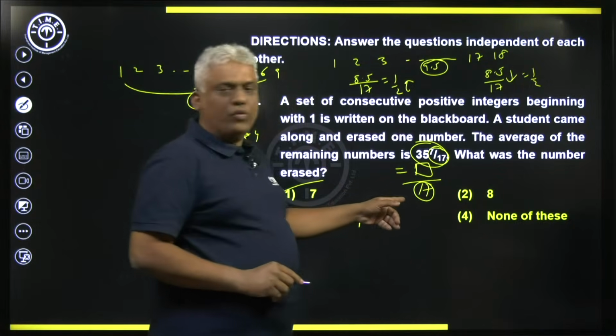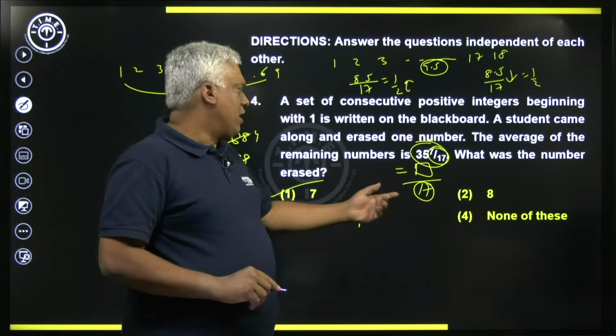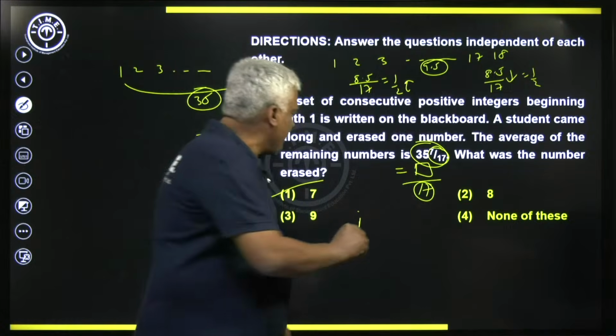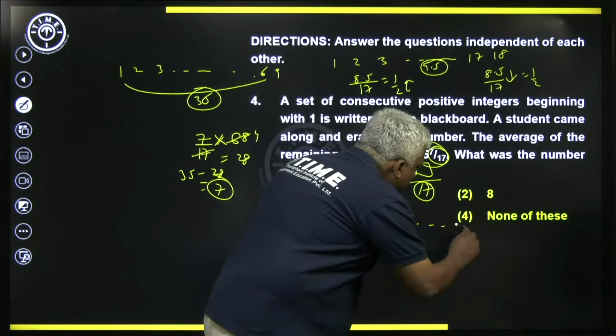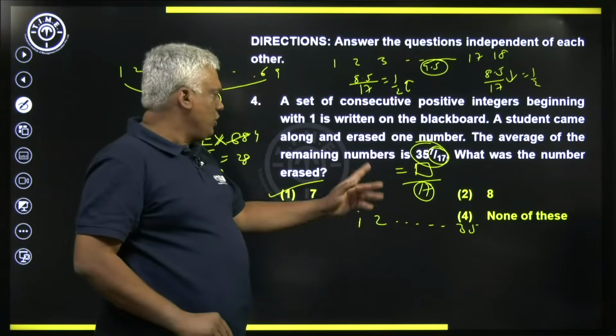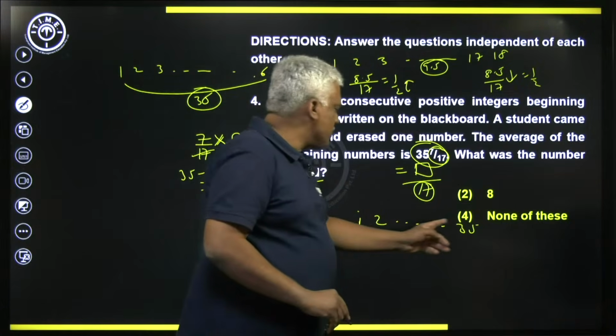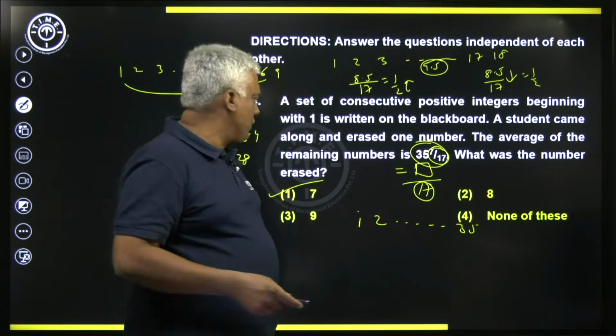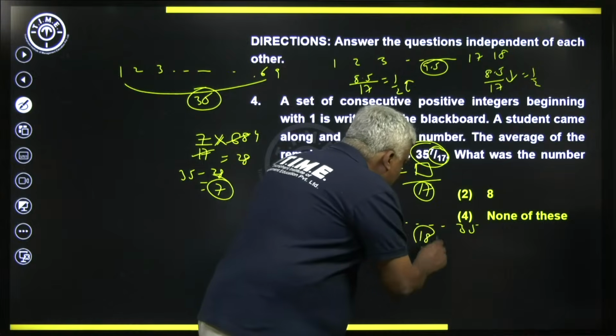Let's say 34. The number left was 34. So originally there were 35 numbers. So let's say 35 numbers, 1 to 35. What was the average? 1 plus 35 by 2, right? So 18 was the average, right? 18 was the original average.